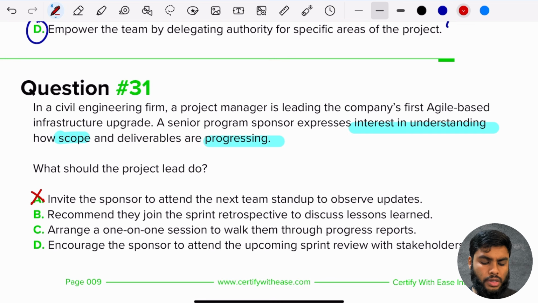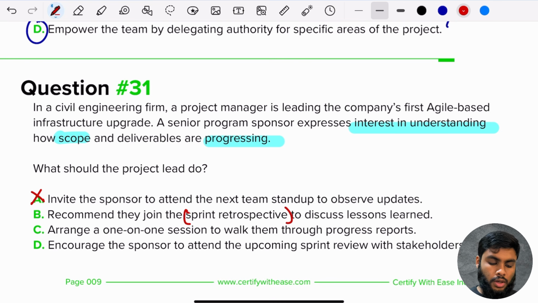Arrange a one-on-one session to walk them through the progress reports. I'm sorry, I made a little mistake here, guys. B, they said retrospective, and we're going to talk about this later. I missed it. Arrange a one-on-one session to walk them through a progress report.